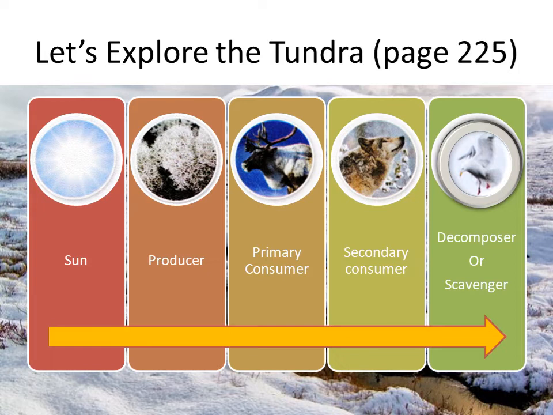It's a consumer. And according to the arrow, the energy from the sun flows in the ecosystem from the producer to the primary consumer to the secondary consumer to the decomposers or scavengers, which can be found at any point or at any level in the ecosystem.